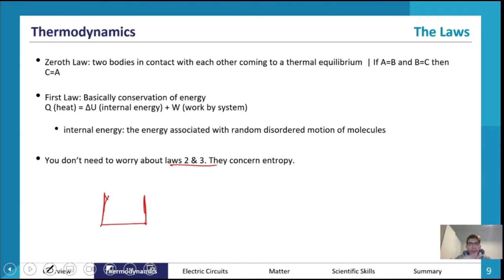Also, the second and the third law discuss entropy a bit more, and we're not going to cover that now, if that makes any sense.